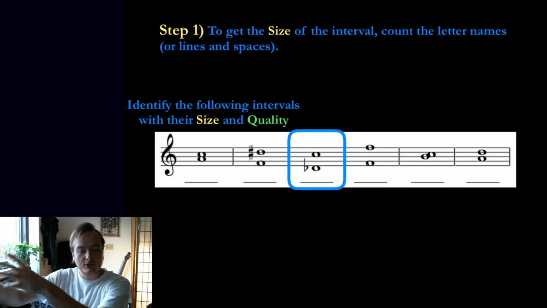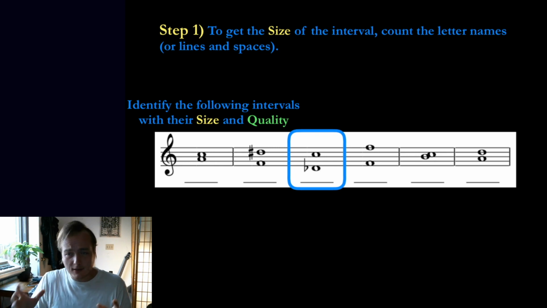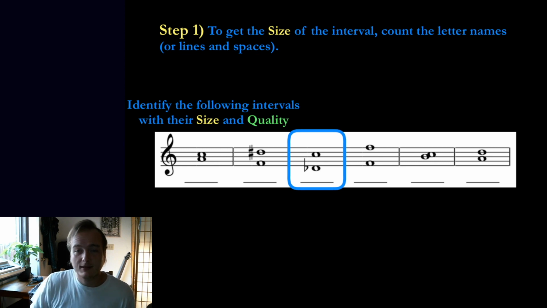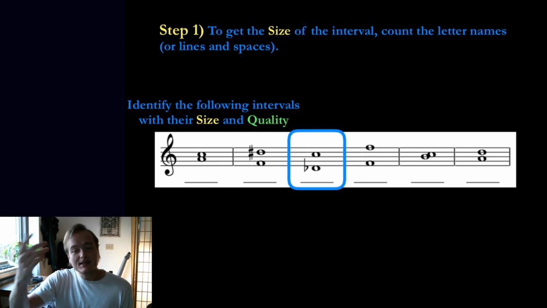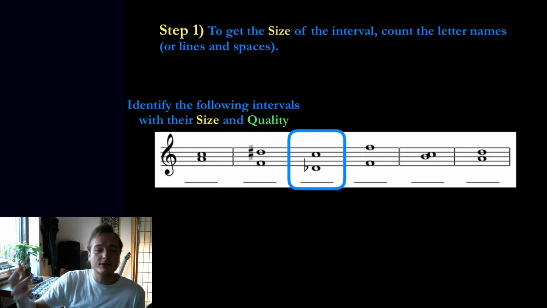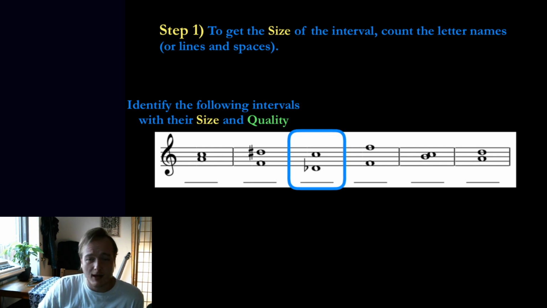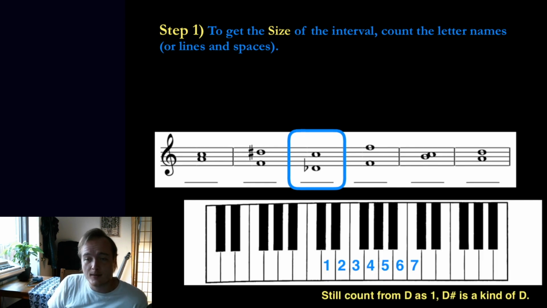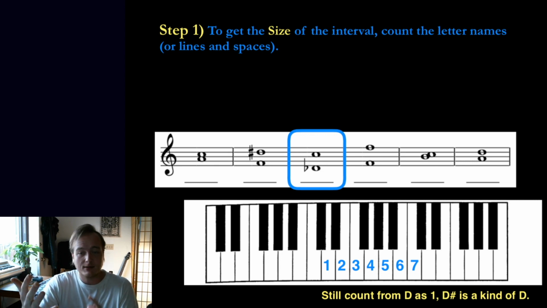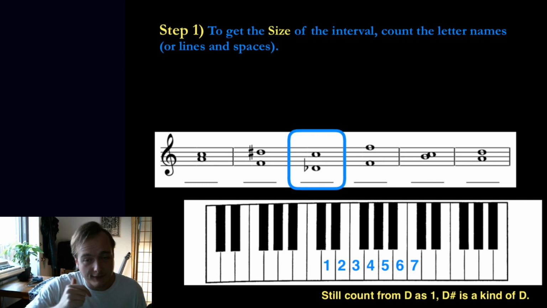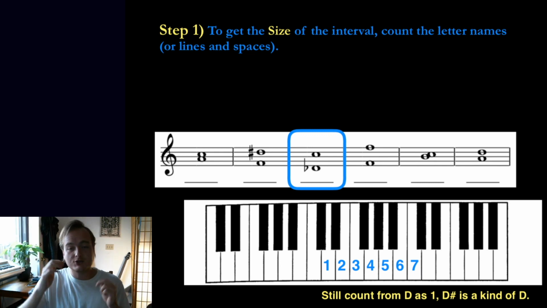So let's finish up the two that we haven't gotten to yet. These are actually also the two that have sharps and flats, and the two most complicated on this little list of intervals we were given to identify. Step 1, to get the size, we don't need to use inversion really, because this is a pretty reliable method. We can still just count on the keyboard D, E, F, G, A, B, C. Even though we're counting from D flat, with size it doesn't matter. It's just the letter names.